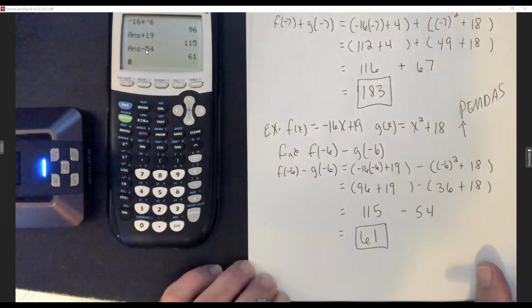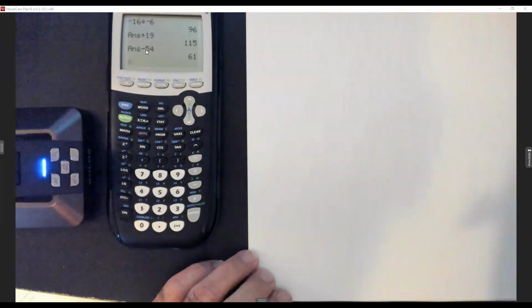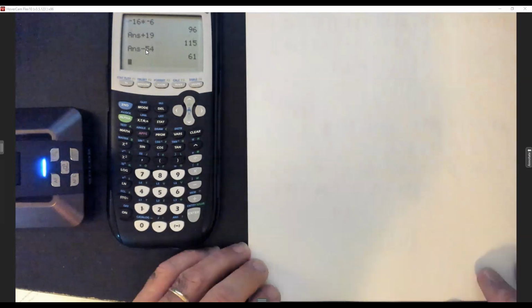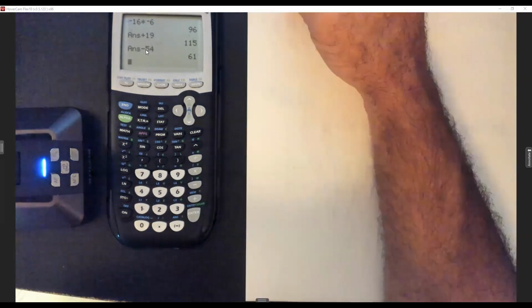Okay, so they're not too bad. You just got to sort of keep up with what numbers you're putting into those and following them rules of exponents.